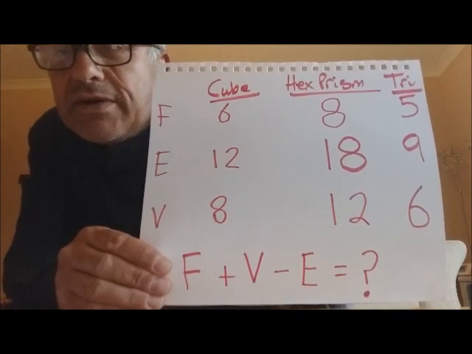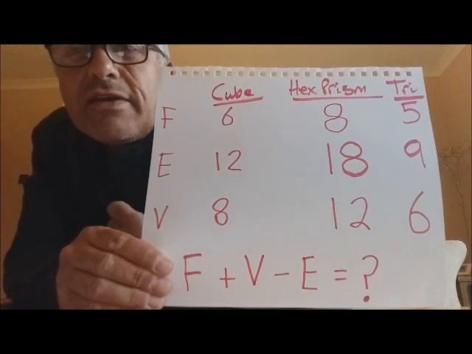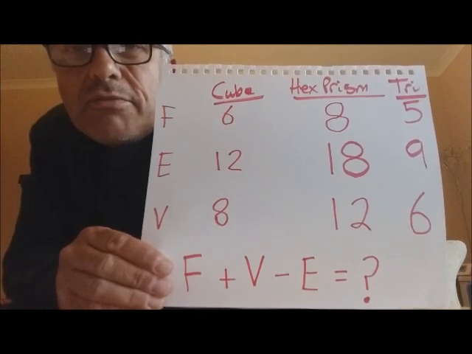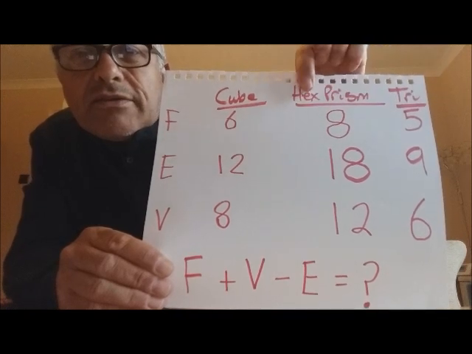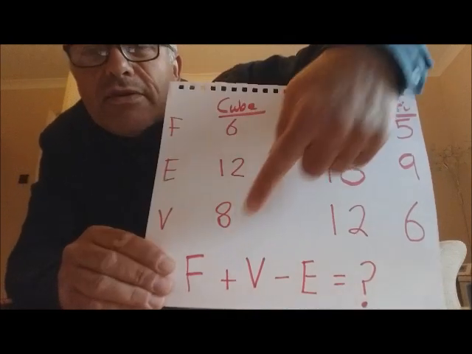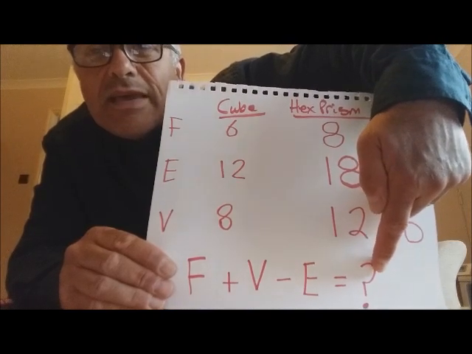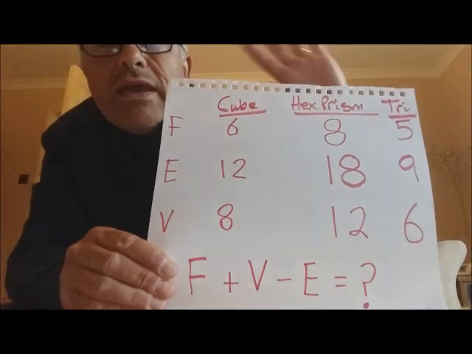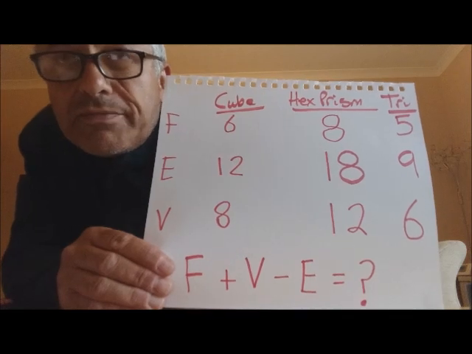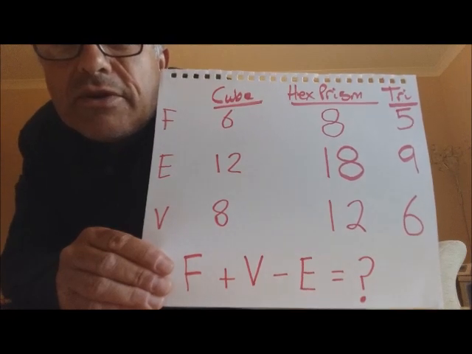And if it works out the same, then what you've just proved is that every single 3D shape that is either a cube or a prism, okay, hexagonal prism, triangular prism, or any other prism, always follows this rule and always gives the same answer. Okay, it doesn't work for pyramids, and it doesn't work for cones and spheres, but apart from that, for all of the 3D shapes, it works beautifully.